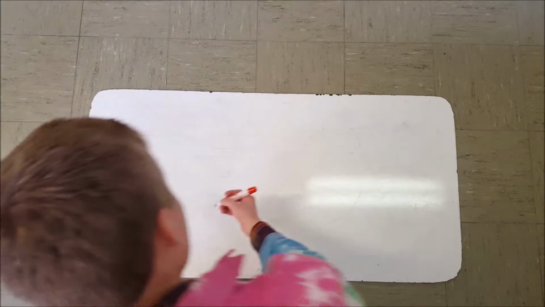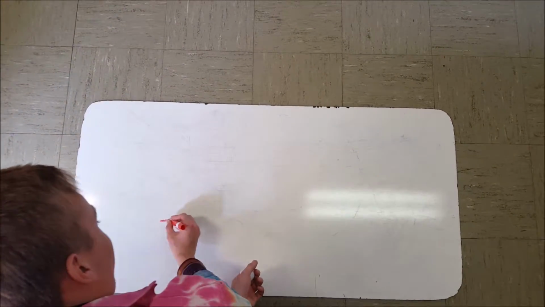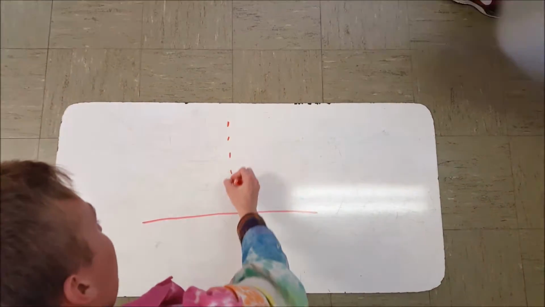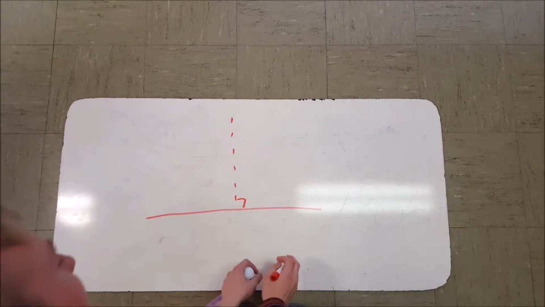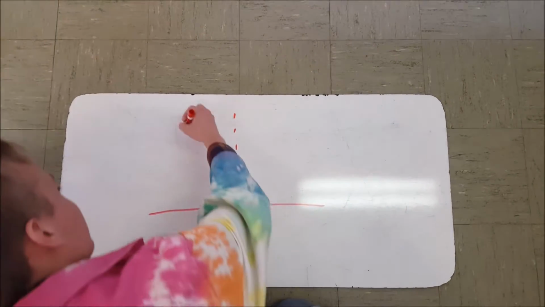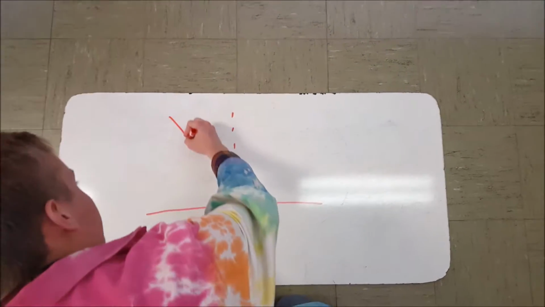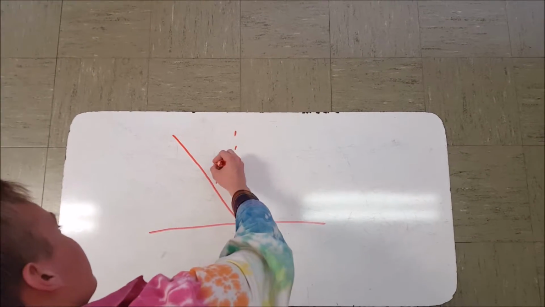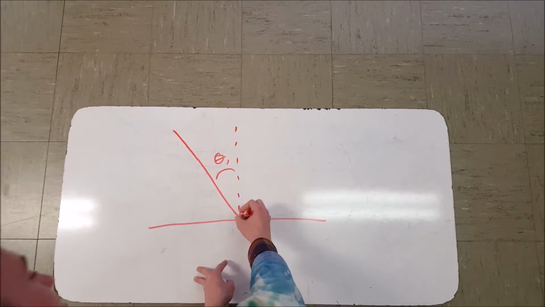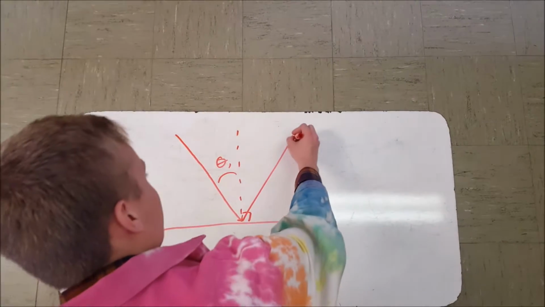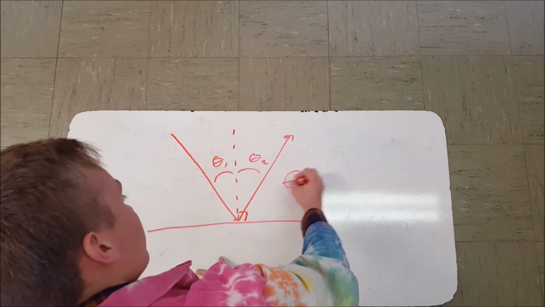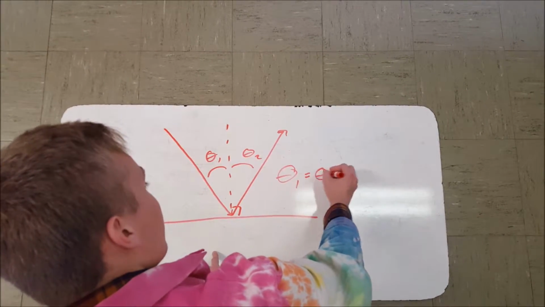All right. So here is our reflective surface. Let's put in our normal line perpendicular to that. Now here is our incident ray of light with our angle of incidence right here. That is going to be equal to the angle of reflection. Theta 1 equals theta 2.